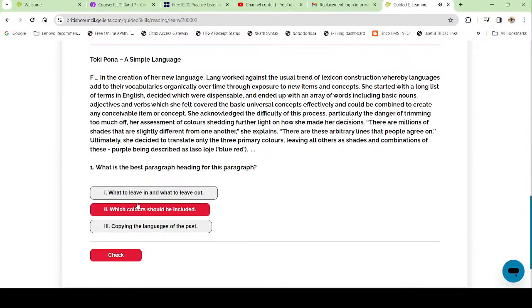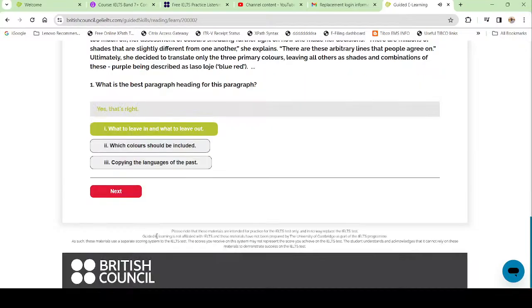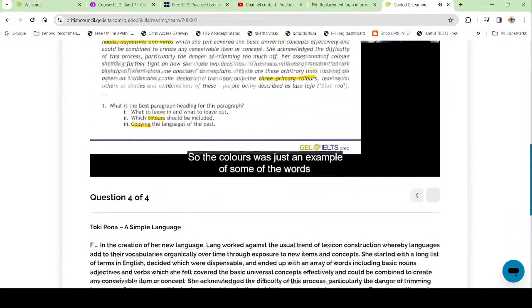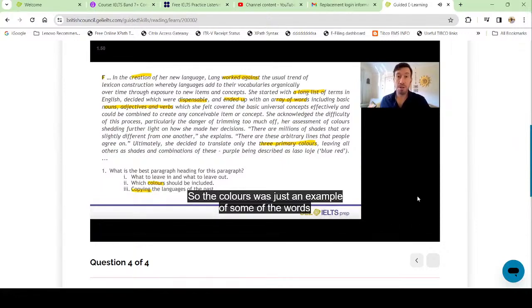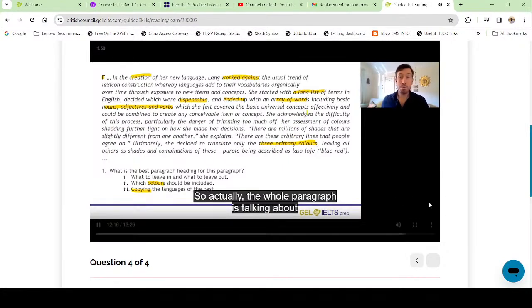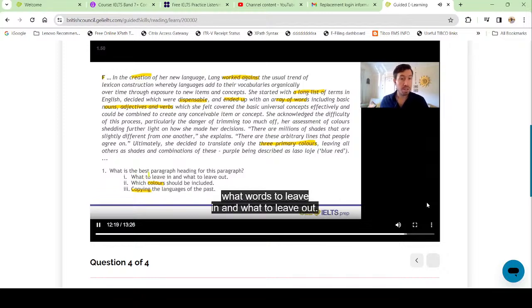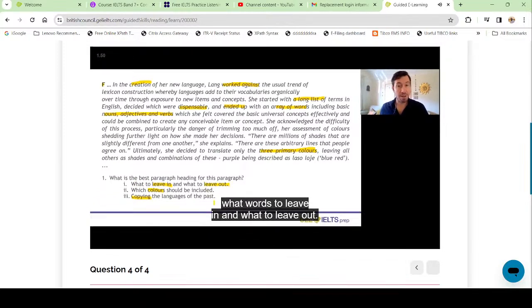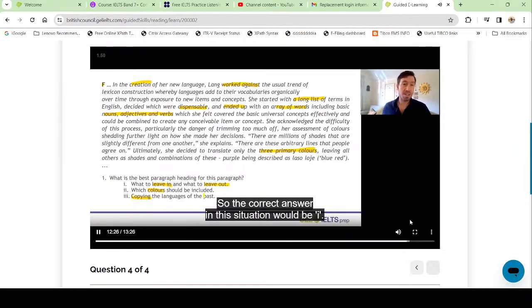If you remember in the beginning, it talks about which words were dispensable and all the words, the nouns, the adjectives, the verbs that she decided to include. So the colors were just an example of some of the words she decided to include and some that she decided to leave out. So actually the whole paragraph is talking about what words to leave in and what to leave out. So the correct answer in this situation would be I.